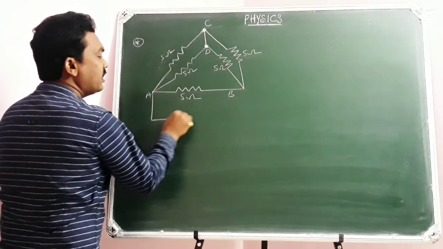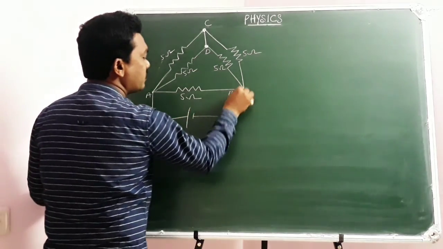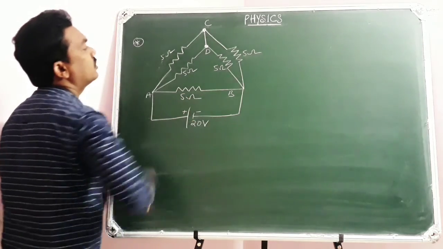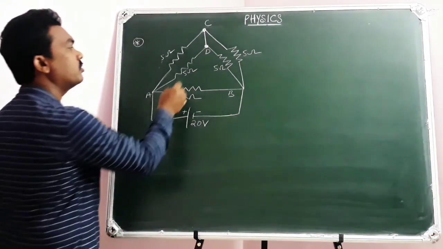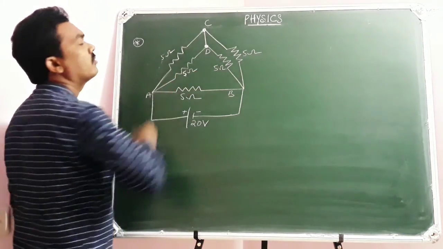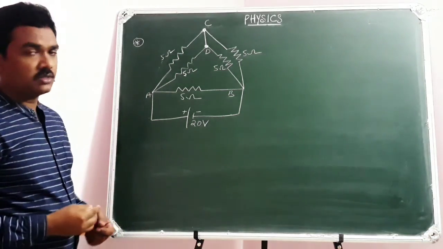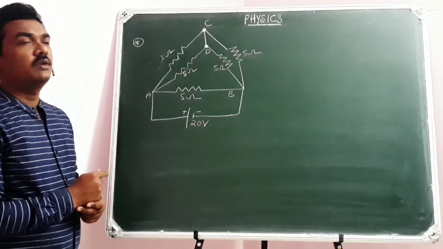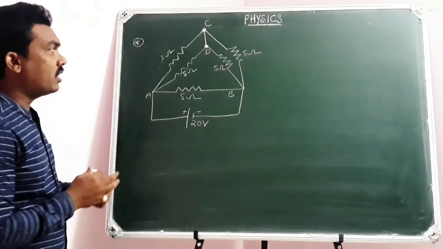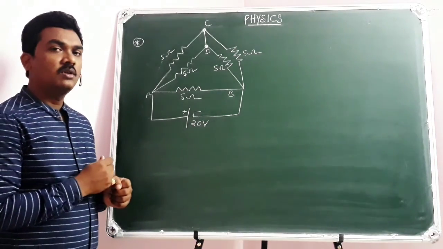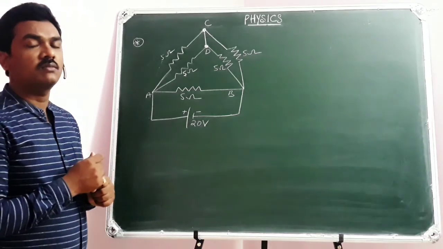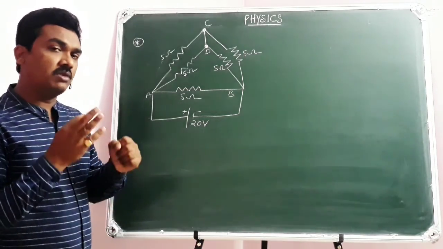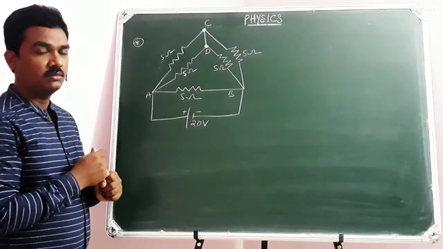But across AB there is a cell whose voltage 20 volt is connected. So here is the electric circuit. All are identical resistors, of course, and across AB there is a cell whose voltage 20 volt is connected. Now I wish to calculate what is the circuit current, what is the circuit resistance. So when I wish to calculate circuit current, first I have to calculate circuit resistance.